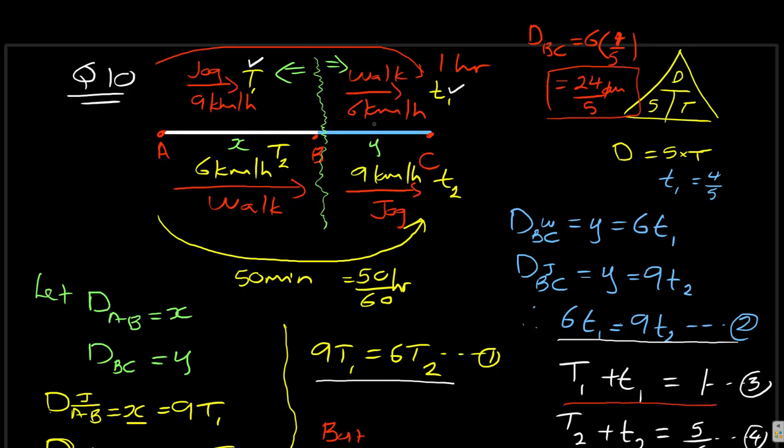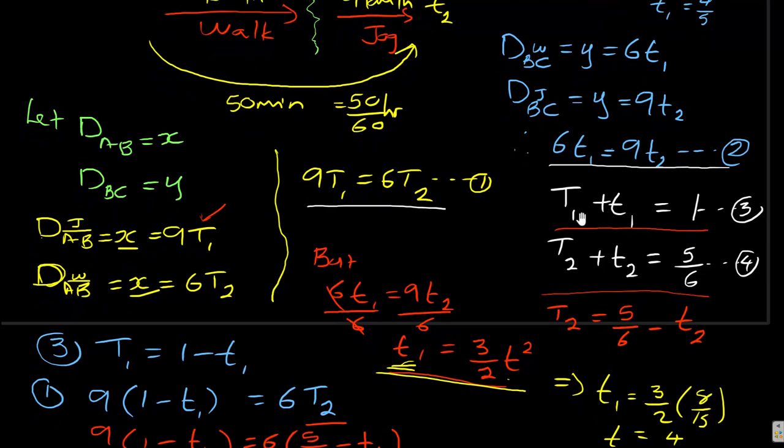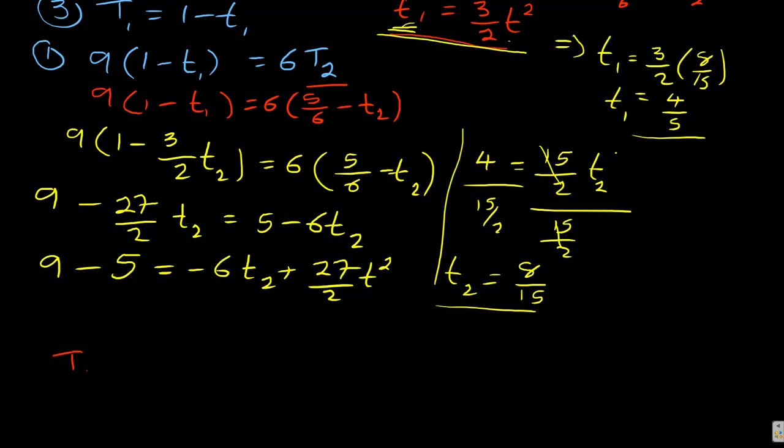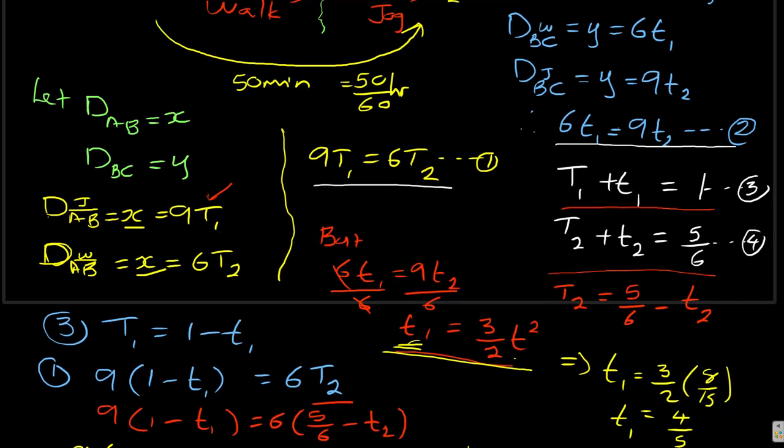The other distance is distance AB. So to find distance AB, we need to know one of our times, either the bigger T1 or the bigger T2. So let's look at our equations again. There is our equation linking the T1s, so that we can get one of the bigger distances. It was saying T1 plus T1 was equal to 1, but remember T1 is 4/5, so T1 plus 4/5 is equal to 1. Therefore T1 is 1 minus 4/5, which is equal to 1/5. So you have got your T1.